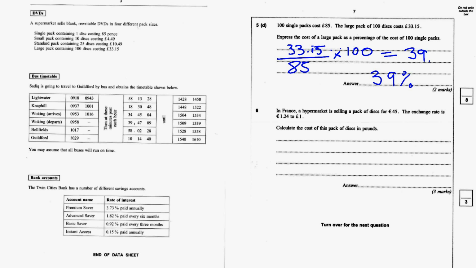Right, the next question is number 6, and this one we're changing from our DVDs. It says, in France, a hypermarket is selling a pack of discs for €45. The exchange rate is €1.24 to £1.